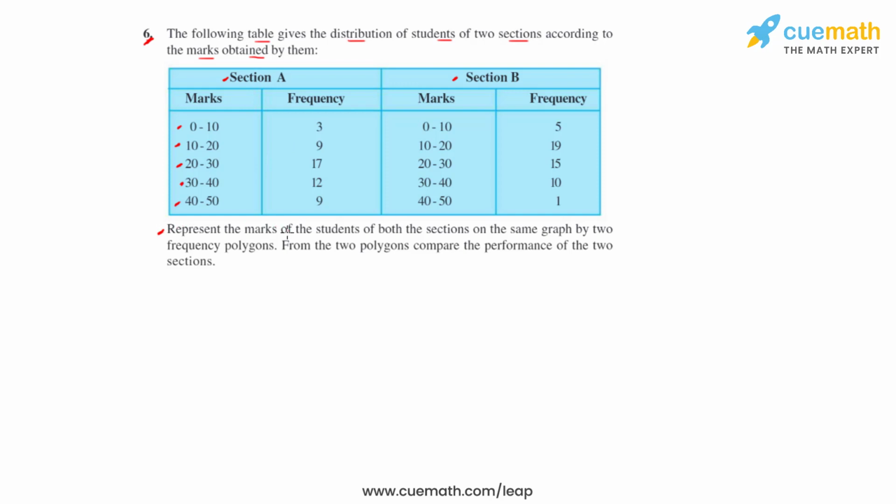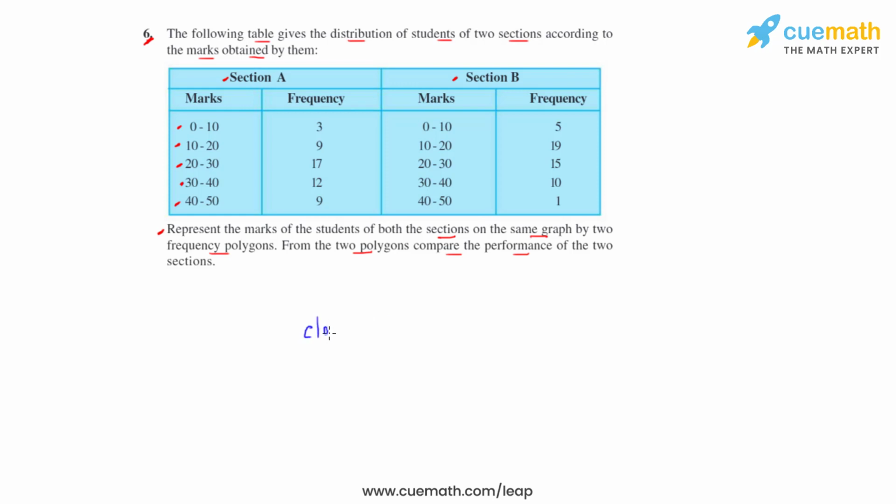We have to represent the marks of the students of both the sections on the same graph by two frequency polygons. From the two polygons that we get, we have to compare the performance of the two sections. So frequency polygons can also be drawn independently without drawing histograms. But for that, we require the midpoints of the class intervals used in the given data.